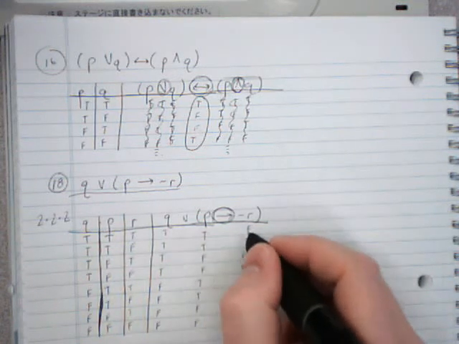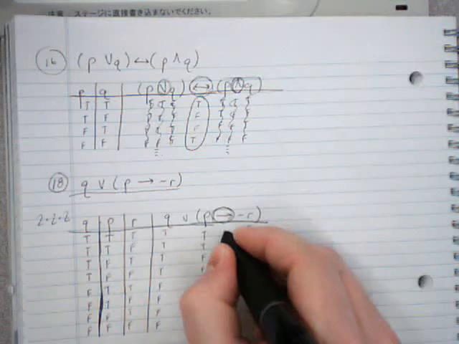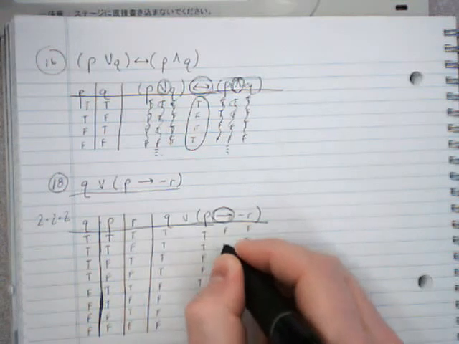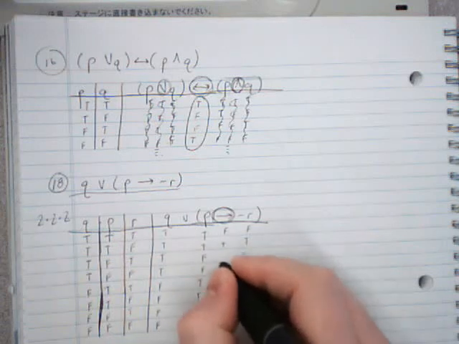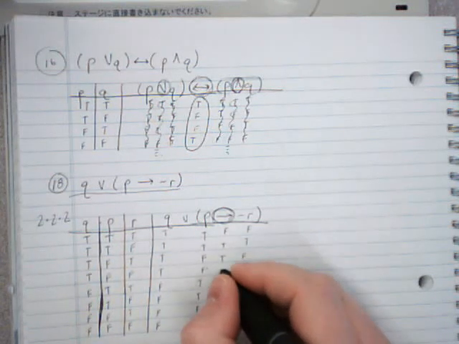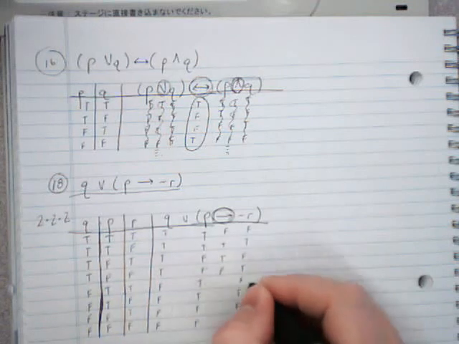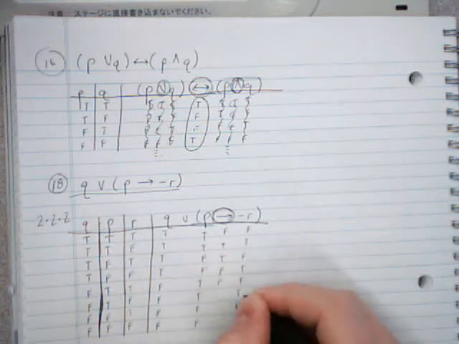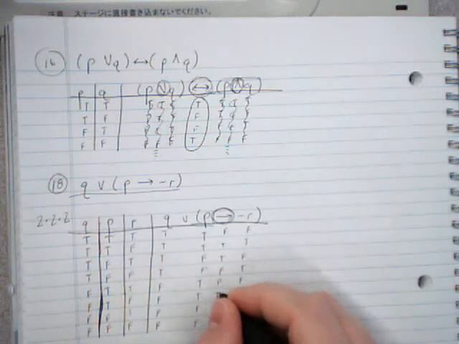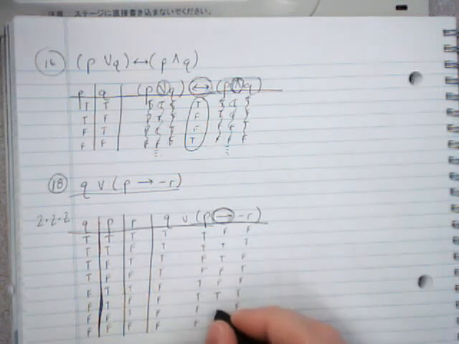So help me out. What's true and a false? Okay. And true and a true? False and a false. False and a true. True and a false. True and a true. False and a false. False and true.